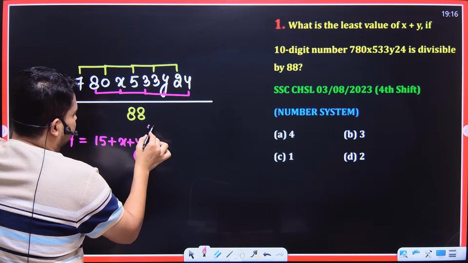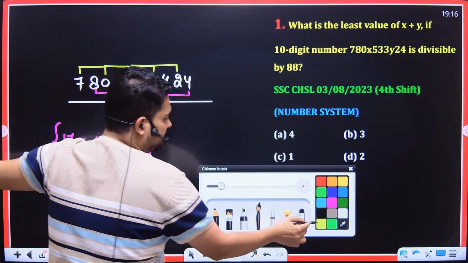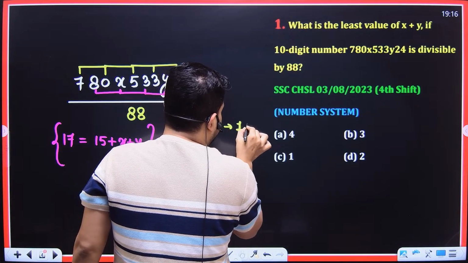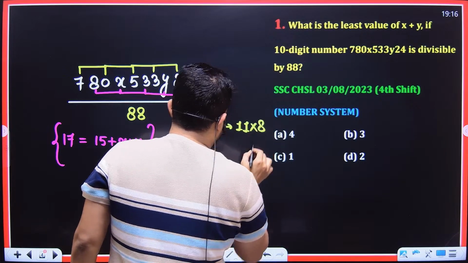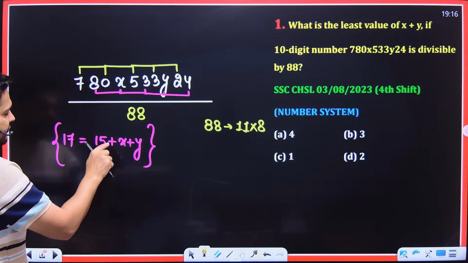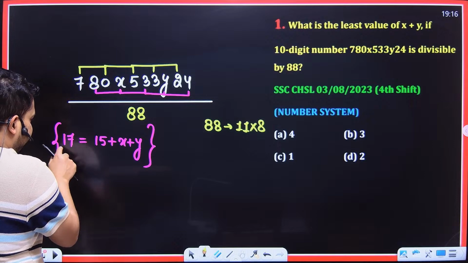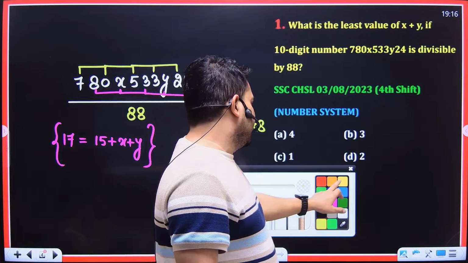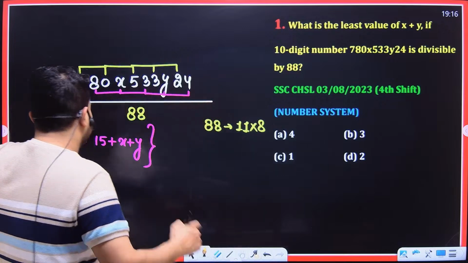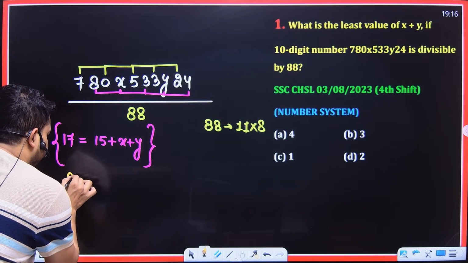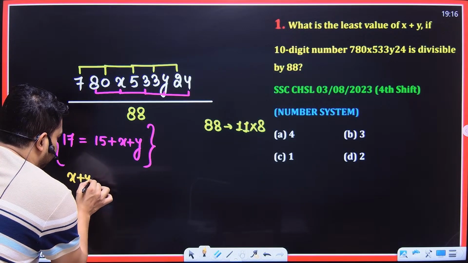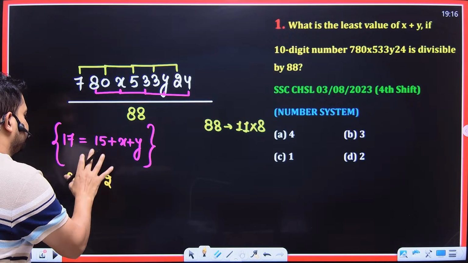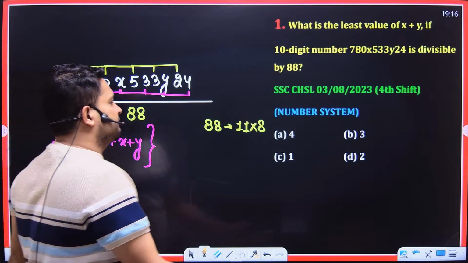If this number is divisible by 11, then the difference between these two sums should be either 0 or a multiple of 11. If I put x plus y equal to 0, then I have 17 here and 17 here, so the difference is 0. So the least value of x plus y is 0.